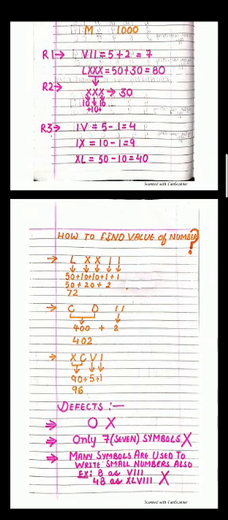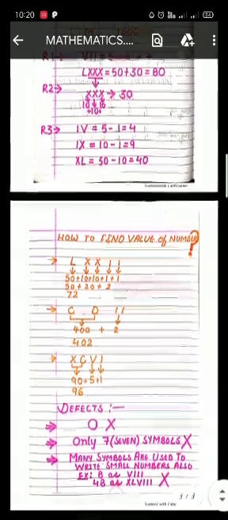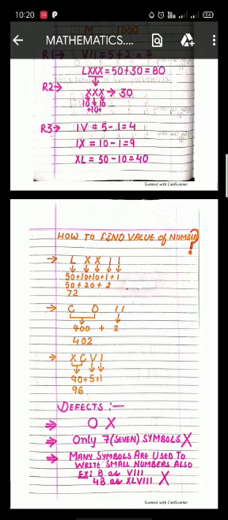Next, for writing 48, we have to use 6 symbols, which is quite a number of symbols we have to use. So this is where the Roman system is defeated.